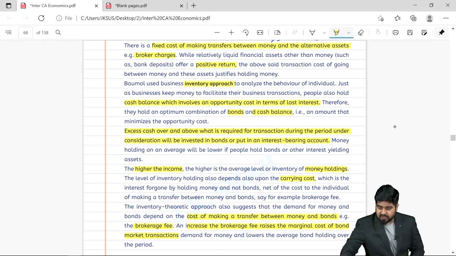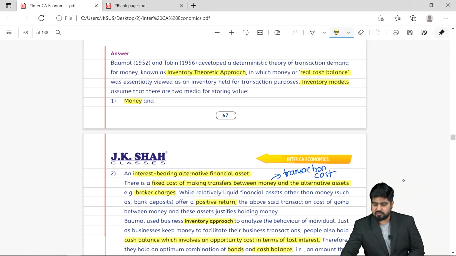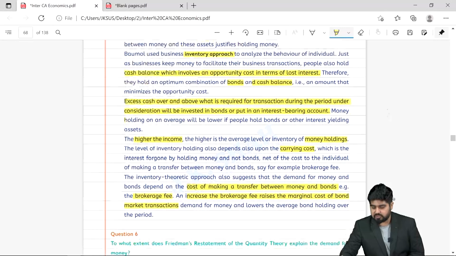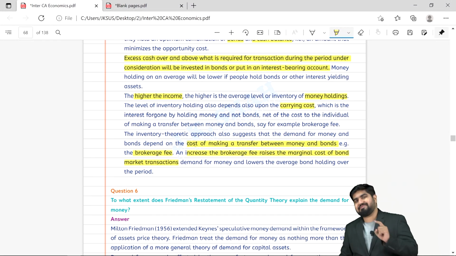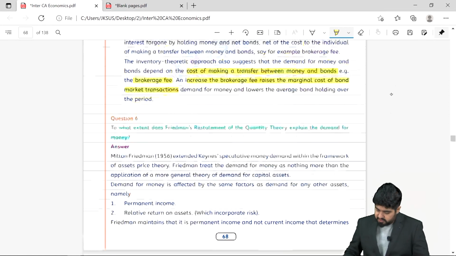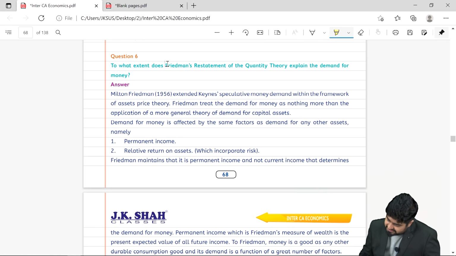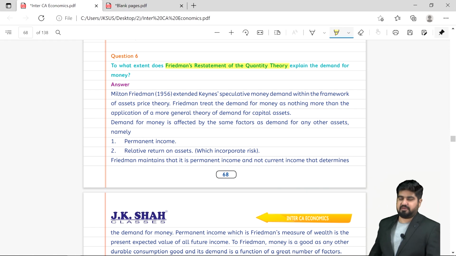You are free to write the theory in your own words, students, though I have marked some important points which will help you in remembering this theory. Let's go ahead to the next theory, the fifth theory, students. It is called Friedman's restatement of quantity theory.